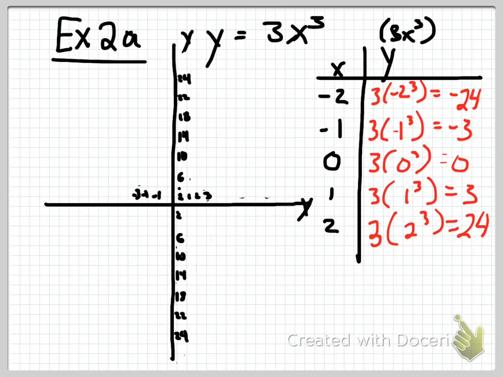Alright, so I have 0, 0 as a point. I have -1, -3. I have 1, 3. I have -2, -24. Oops. And then I have 2 and 24. So I'm going to connect those dots, and I have my cubic function.